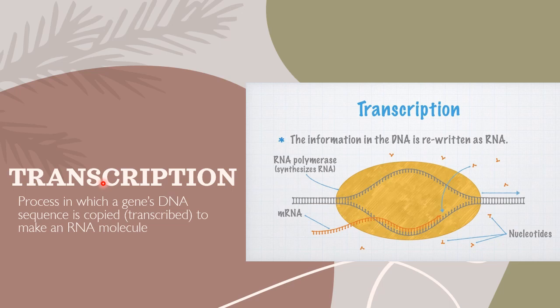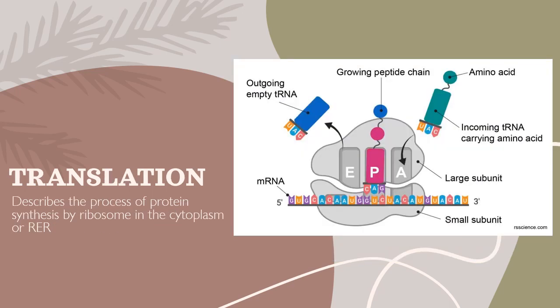Okay, next is your transcription. If you can still recall, it's the process by which your DNA is transcribed into mRNA. And then this mRNA is translated by the ribosome into proteins by reading the nucleotide code, the codon. Okay, this codon codes for a specific amino acid.